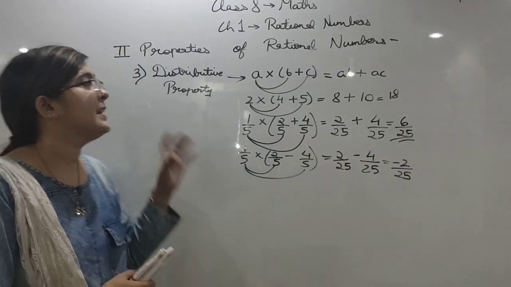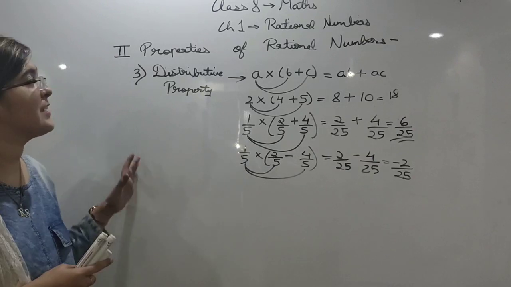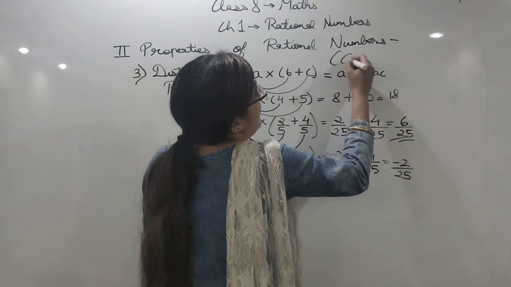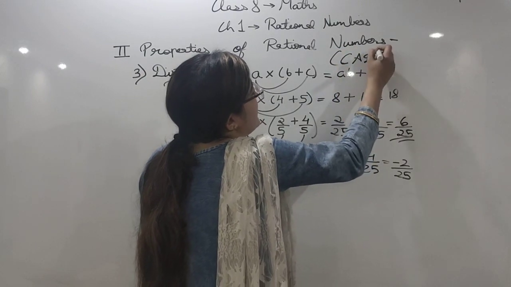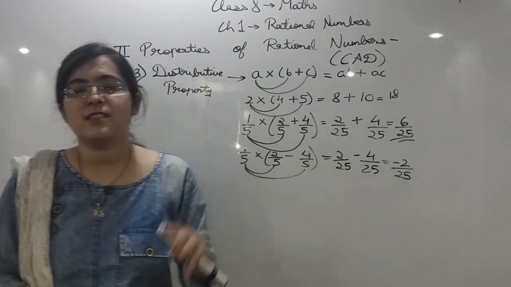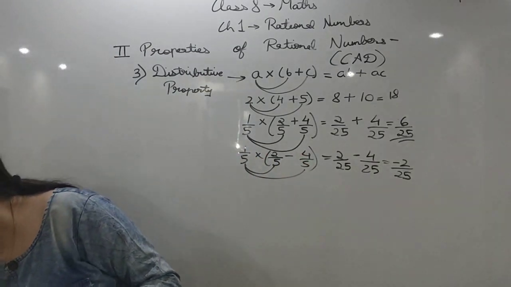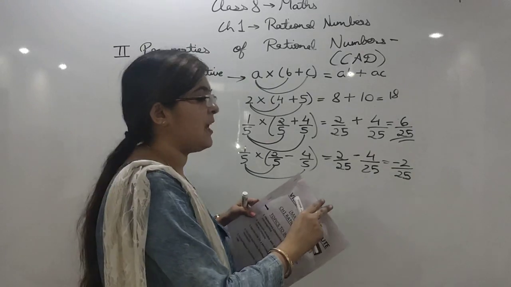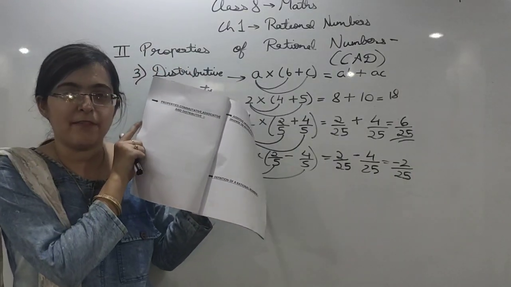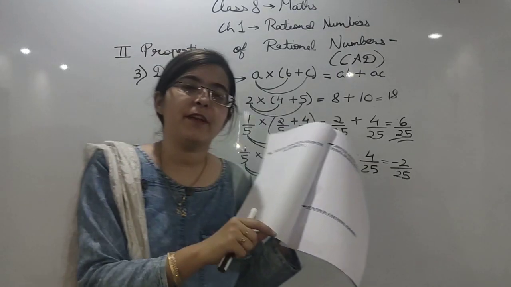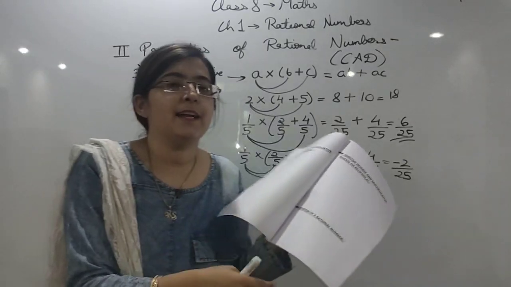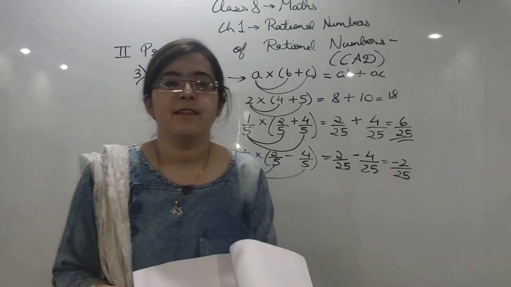Clear? So these were the three properties of rational numbers which you have to remember. I have told you to remember it by CAD: commutative, associative and distributive. There is a space given in your question bank, here on the left hand side. All of you pause the video and note down all the three properties, so that you can read them further.